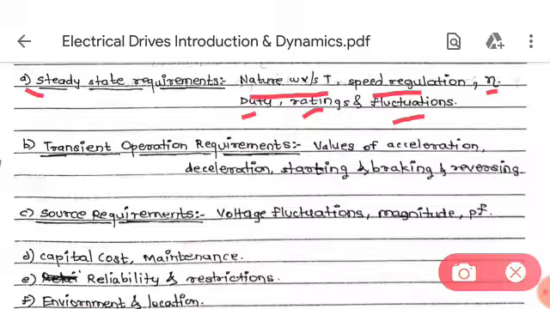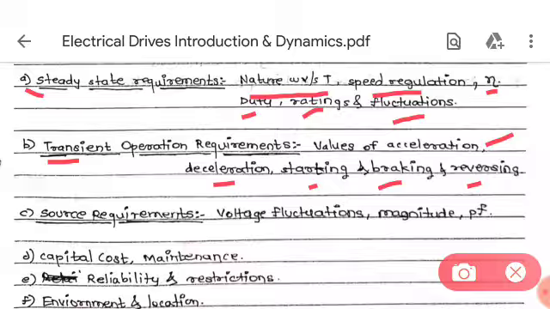Then the second point is transient operation requirements. In the last lecture I have already told you about steady state. Steady state means when torque and speed both are constant. In that case the drive is called a steady state. And transient means when the speed is changing or torque is changing. So here the transient operations are given: acceleration, deceleration, starting and braking, speed reversing. All these are transient operation requirements.